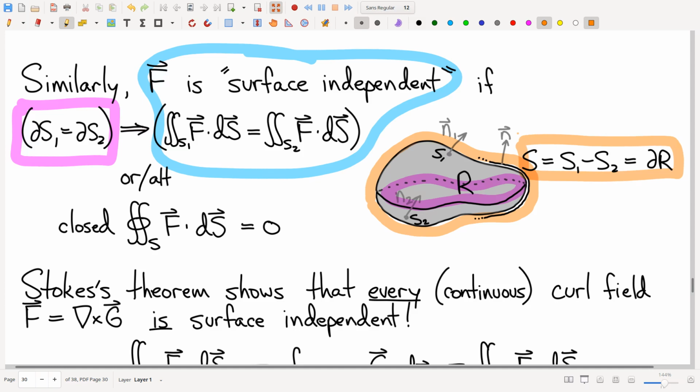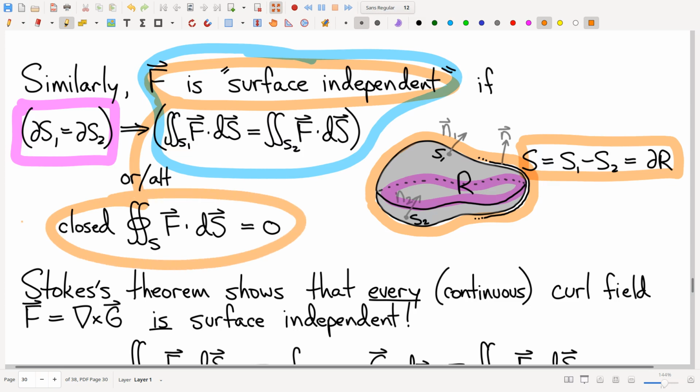But two surfaces with the same boundary, again, look at my hands, make a single surface that is the boundary of something else. Right? Or they are a surface with no remaining boundary. Thus, the fly can't get out. And in this phrasing, surface independent would mean that the closed boundary flux is 0. So all of the same ideas, it's totally analogous. It's the exact same. It's a total ripoff of the idea of path independence.